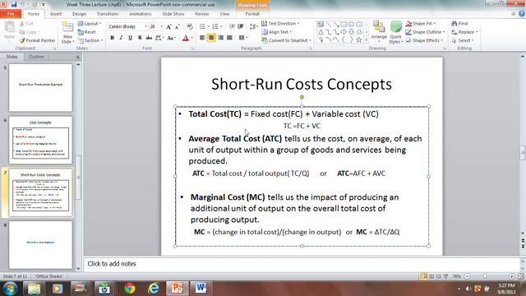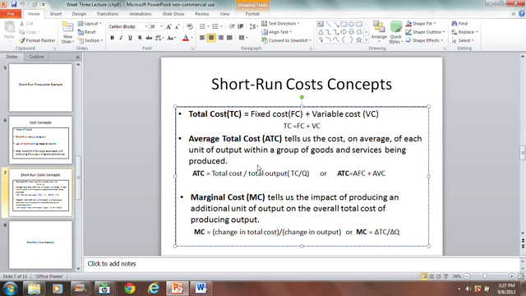Now, average cost, it tells us the cost of producing a unit of output within a group of units on average. How much does it cost to produce a unit of output being produced within a group of units of output? For example, if a business incurs $1,000 in total costs, so the fixed cost plus the variable cost is $1,000, and the business produces 100 units, right?